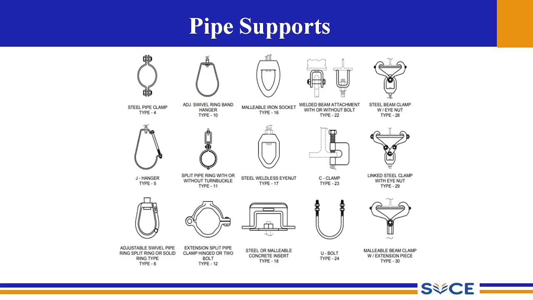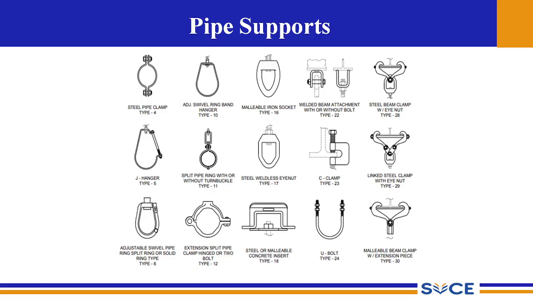Then type 12 is the extension split pipe clamp, hinged or 2-bolt hanger. This is a pipe attachment for the horizontal stationary line, and it is used in conjunction with a pipe nipple. A nipple is a kind of threaded arrangement, and this extension split pipe clamp will be used in conjunction with the pipe nipple.